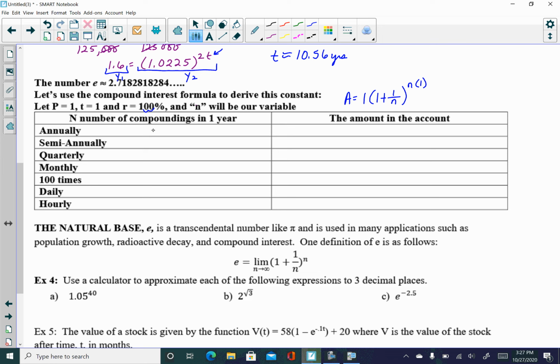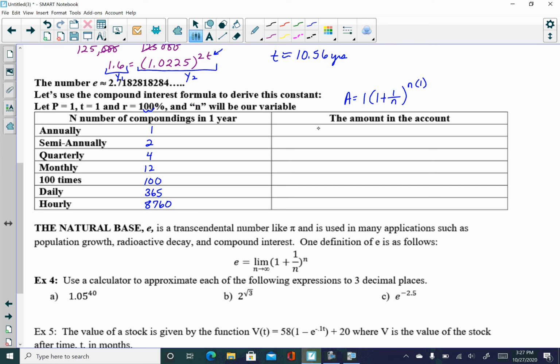I'm going to be replacing my n in each of these cases. We know annually is 1, semi-annually 2, quarterly 4, monthly 12, then I'm choosing 100 times, daily 365, and hourly, how many hours are there in a year? I'm just going to tell you this, there are 8,760. Okay. And then I'm going to utilize my formula up here.